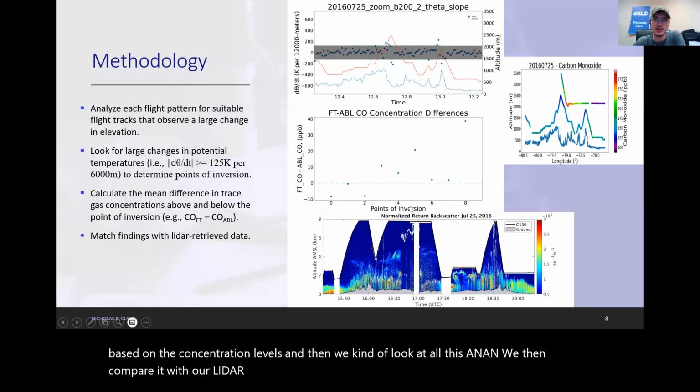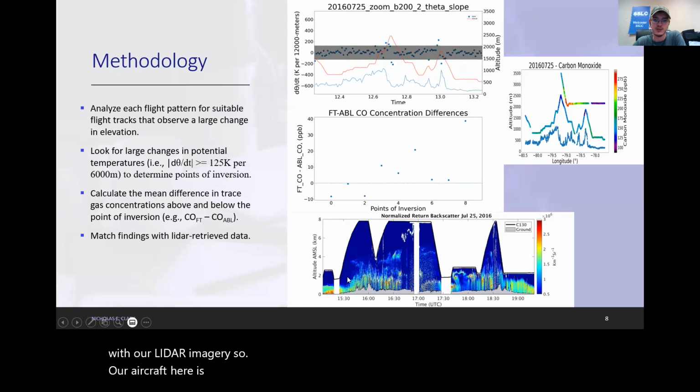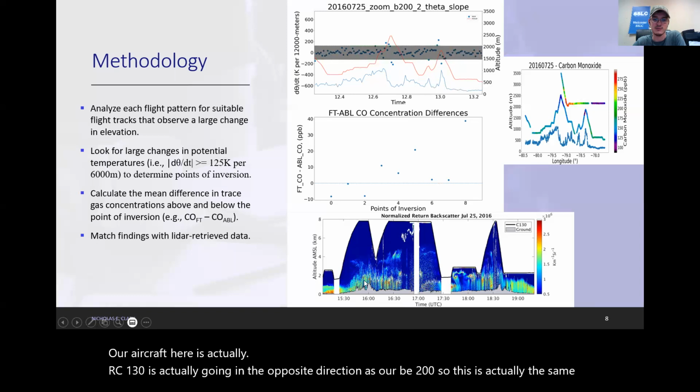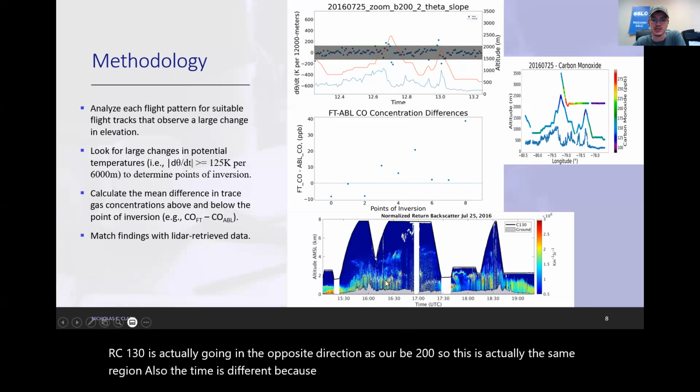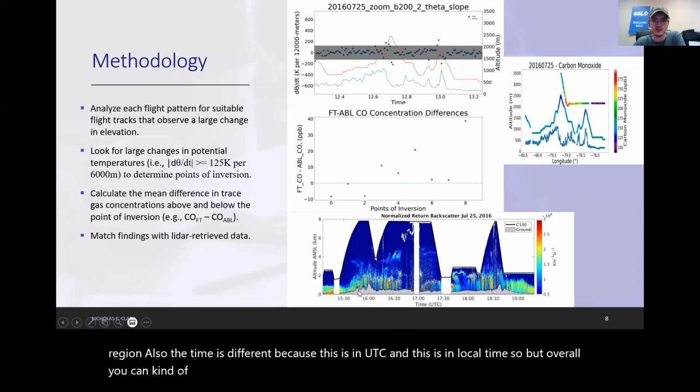So our aircraft here, our C-130, is actually going in the opposite direction as our B200. So this is actually the same region. Also, the time is different because this is in UTC and this is in local time. But overall, you can see the same features right here.